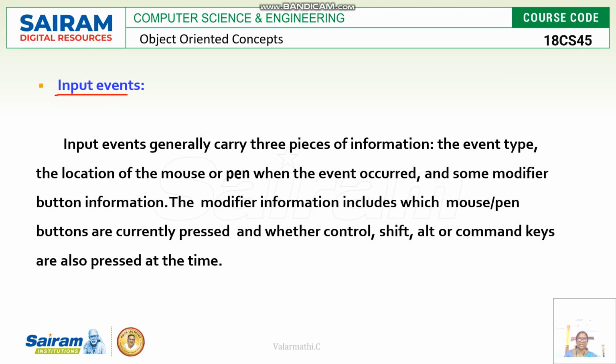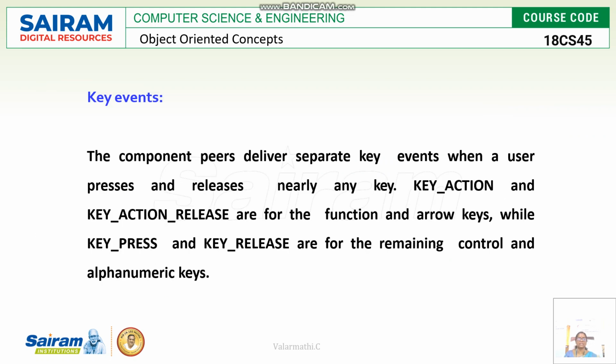Input event mainly carries three pieces of information: the event type, the location of the mouse or pen, and the modifiers of the buttons. If you take an input event, for example, which button is pressed, and whether the button is in combination with control, shift, alt, command, or an alphabetical key, all of these will be notified by the corresponding input listeners.